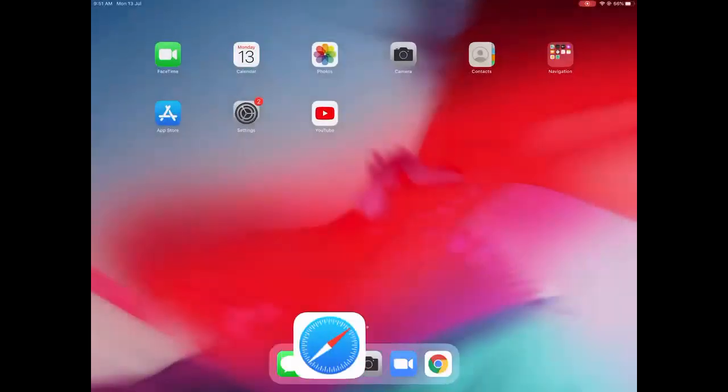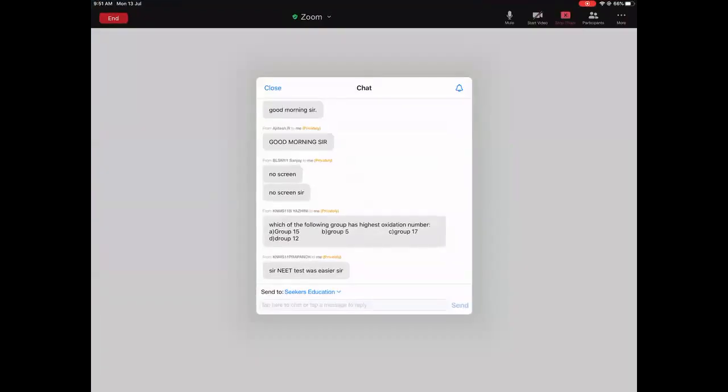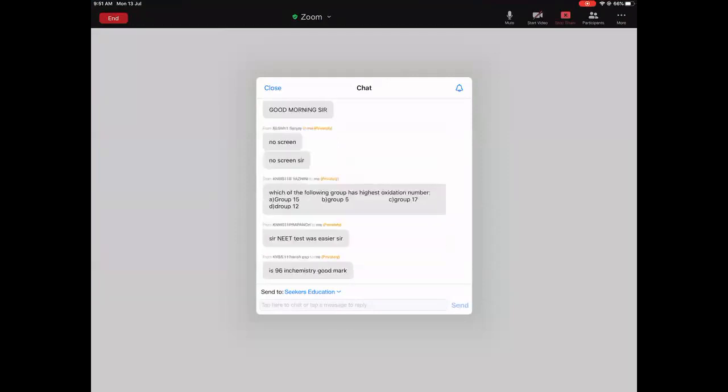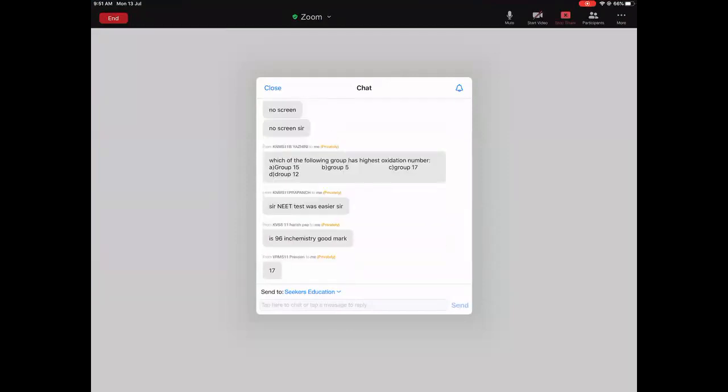Let me just check if there is any question. Which of the following groups has the highest oxidation number? Group 17. In 96, yes. All marks above 70 is very good. The others have to improve.